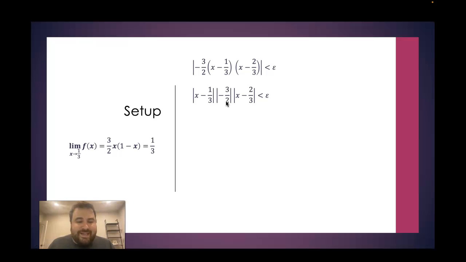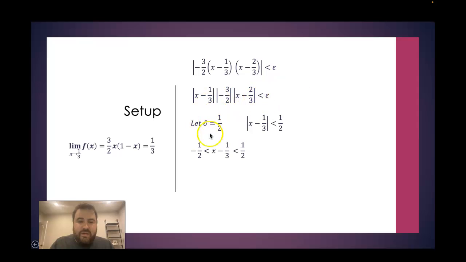We're going to set delta equal to some positive number. I chose 1/2. Now, if delta equals 1/2, then it naturally follows that the absolute value of x minus 1/3 is less than 1/2. And we can rewrite this as negative 1/2 is less than x minus 1/3, which is less than 1/2.